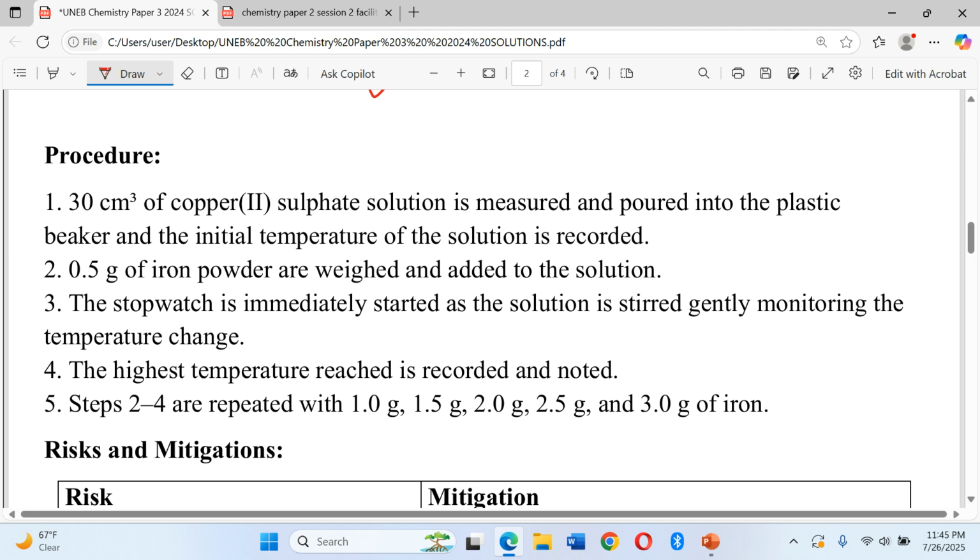Now, let's look at what to do. We are saying that 30 cubic centimeters of copper 2 sulfate solution is measured and poured into a plastic beaker. And the initial temperature of the solution is recorded. Good. 0.5 grams of iron powder are weighed and added to the solution.